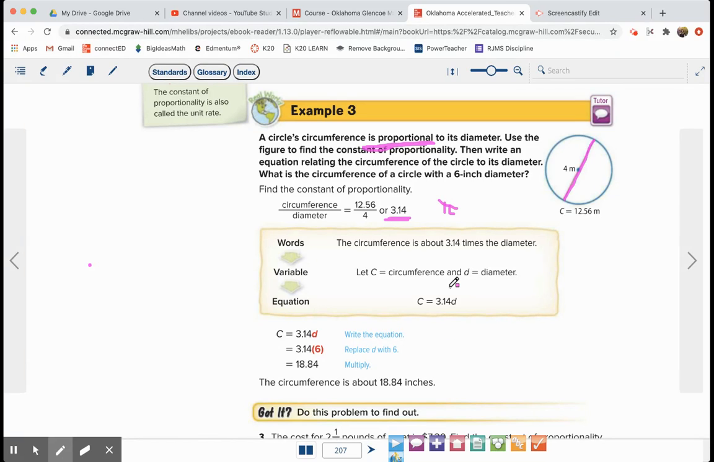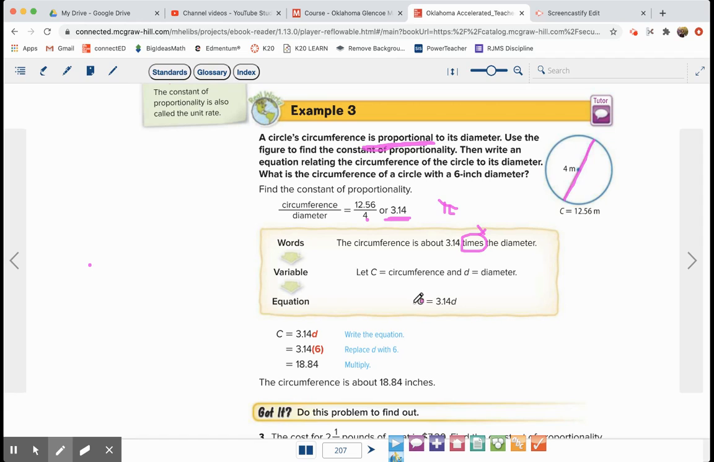Okay, so it tells me to write an equation relating the circumference to the diameter. So we know when we divided them, we got 3.14. So that meant if I worked backwards, if I did 3.14 times the diameter 4, it would equal 12.56. So it says let C be your circumference and D be the diameter. The circumference of a circle is about 3.14 times the diameter. That just means this number, it's about 3.14 times bigger, which times means you multiply. So 3.14 times 4 equals 12.56.